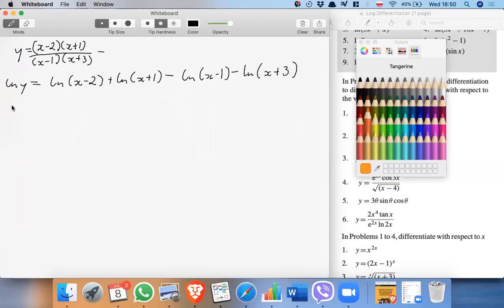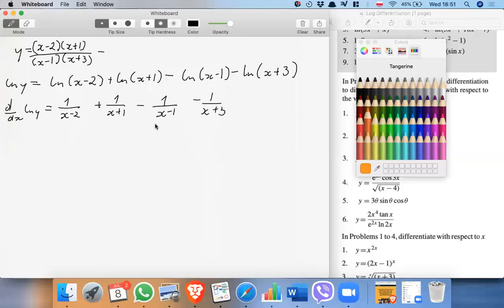So then onto derivatives, d/dx of ln y equals, the first one is 1 over x minus 2 plus 1 over x plus 1 minus 1 over x minus 1 and minus 1 over x plus 3.